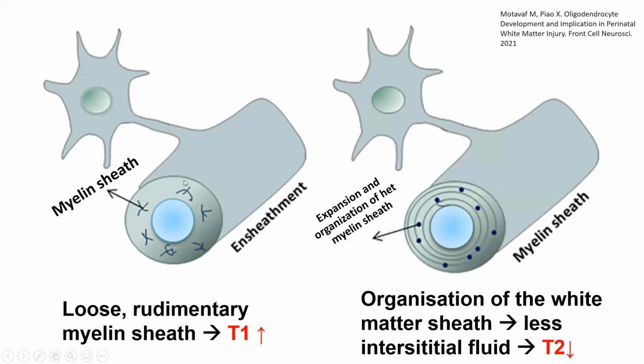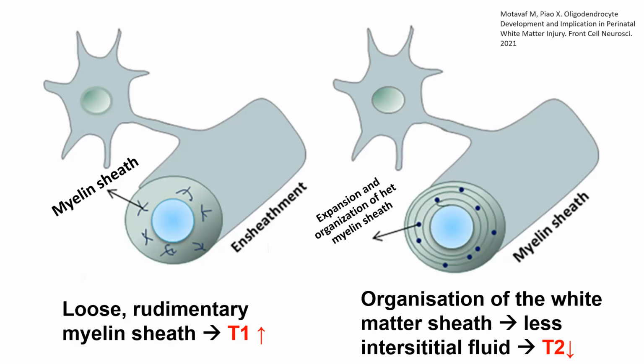So in a first stage, we get development of a myelin sheet. In a second stage, we get continuing organization and expansion of this myelin sheet. As the myelin sheet gets more and more organized and white matter increases, there is less room for interstitial water in the brain.